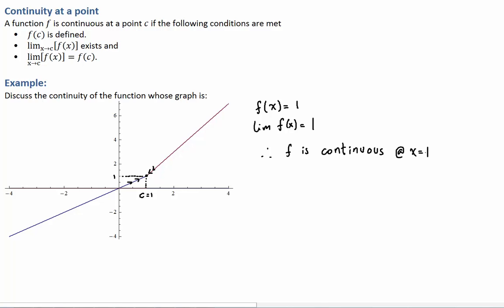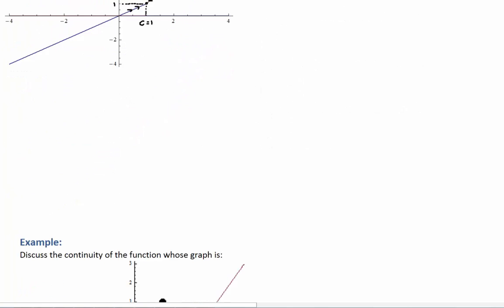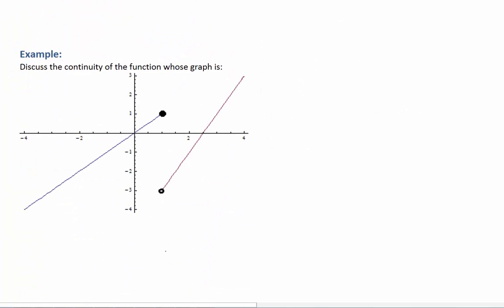So continuity is a local property. Always we're going to be talking about continuity at a certain point or on an interval. We're not going to talk about continuity in a vacuum. If you just say the function is continuous, what you really mean is the function is continuous on every point of the real line. So let's look at a different function like this one, for example. When x goes to 1, let's look at the continuity of this function. So let's call this c equals 1.